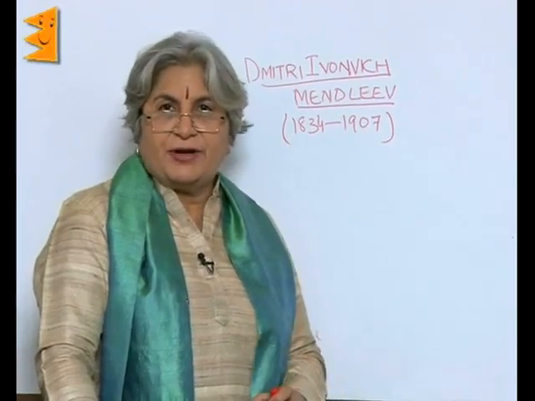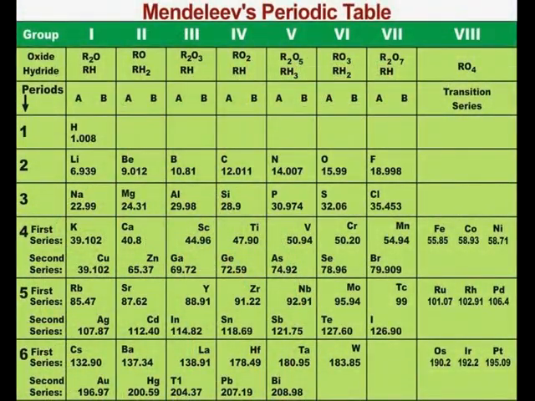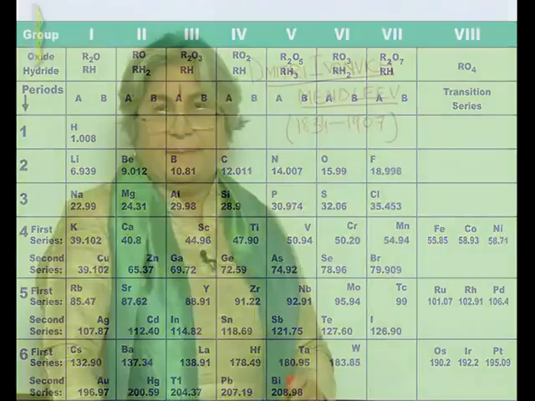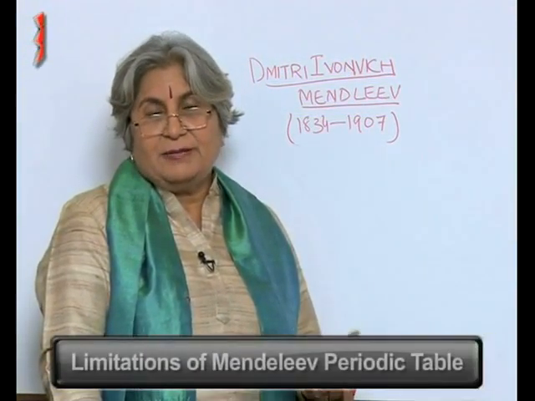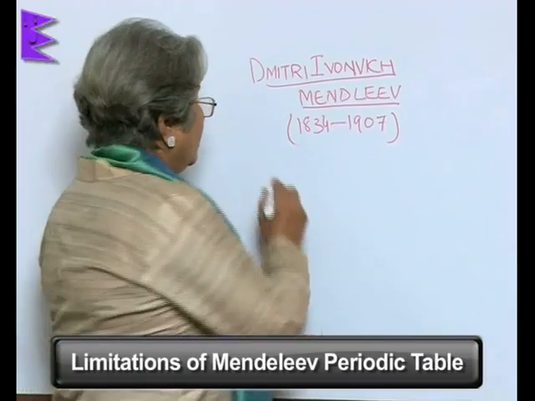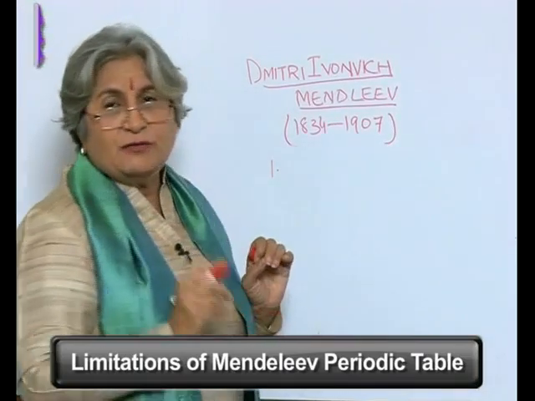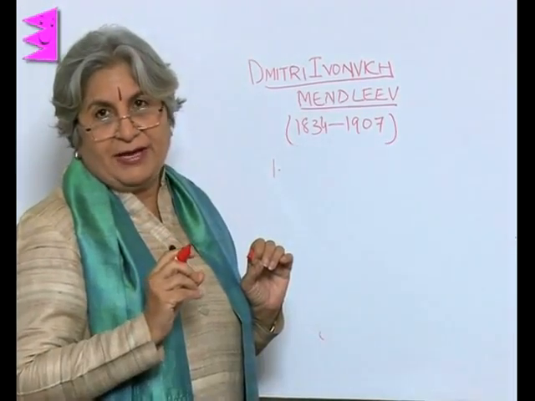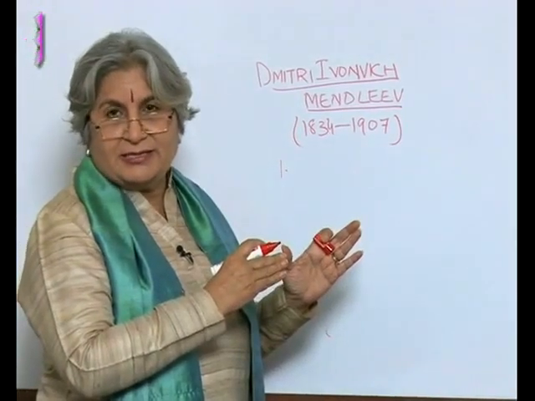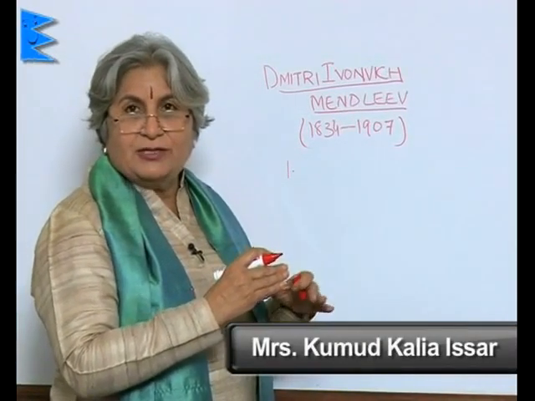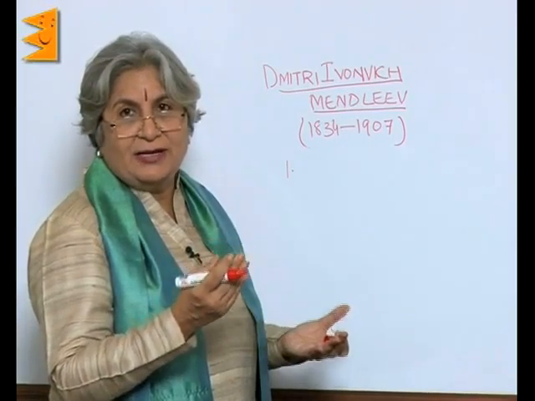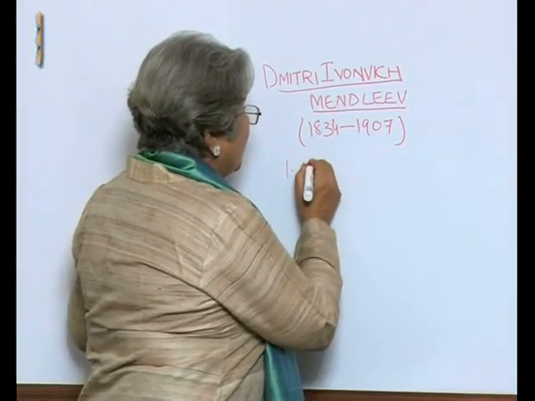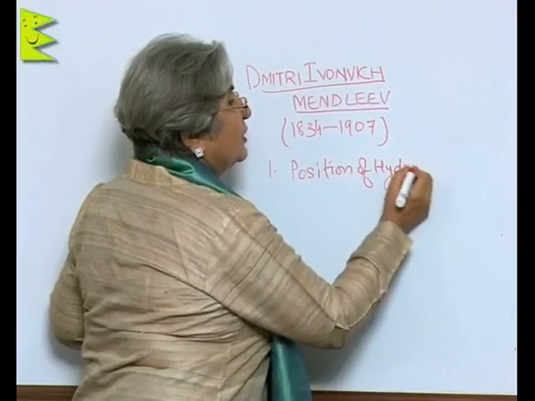He called this a periodic table, and this kind of periodic table was acceptable to the scientists. But then of course, there were some limitations. The limitations were that the place for hydrogen was not fixed. It was fixed in his table, but actually hydrogen can act both as electropositive as well as electronegative. So, position of hydrogen was a controversial point.